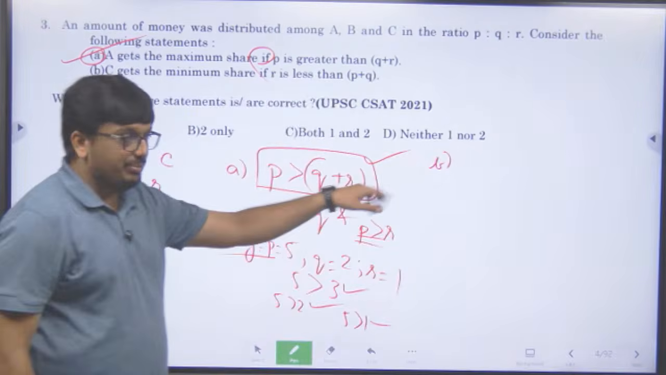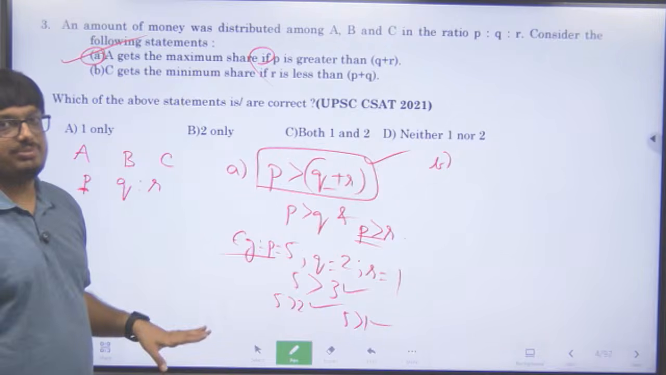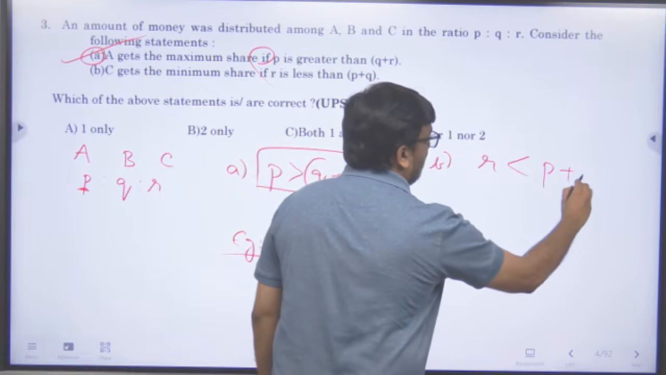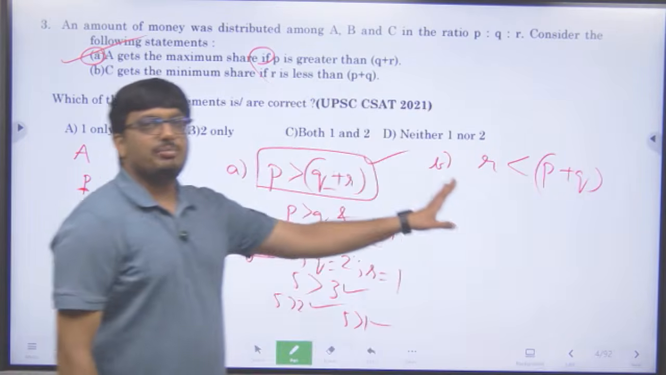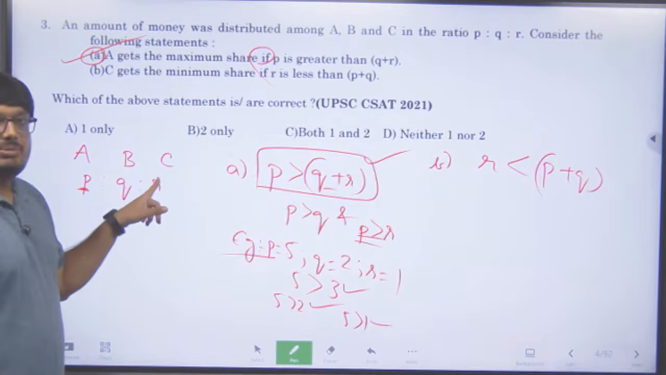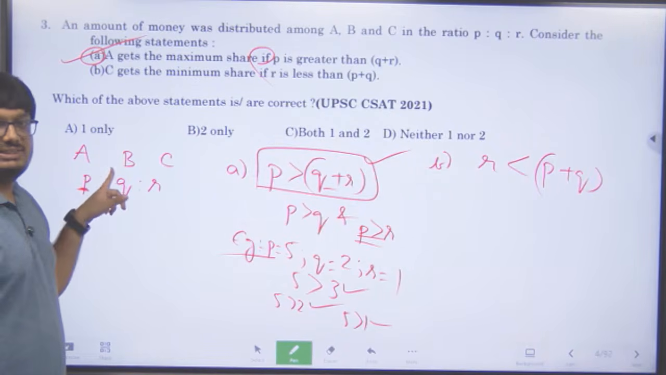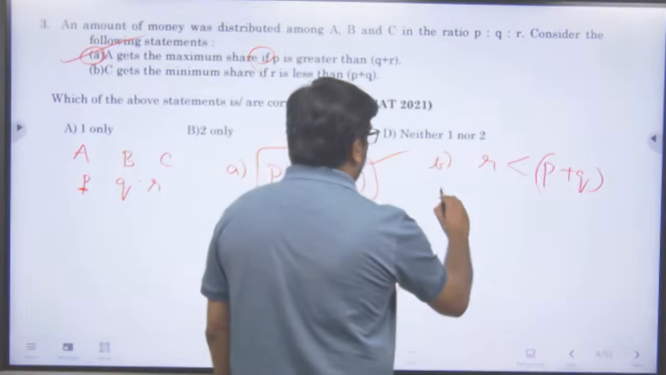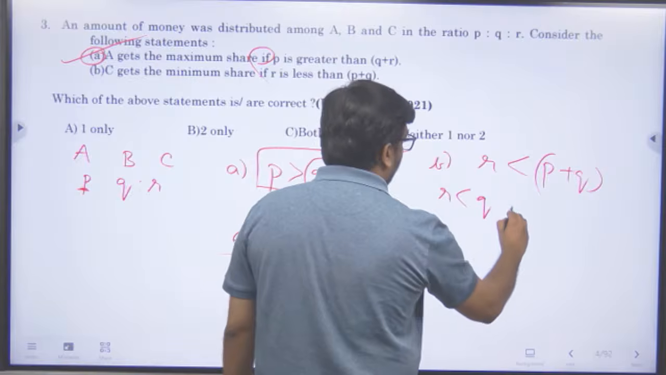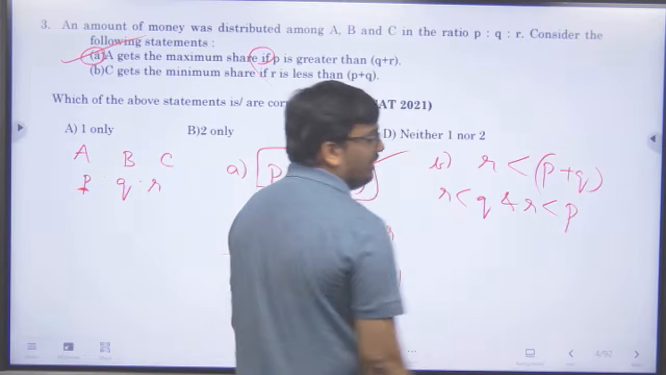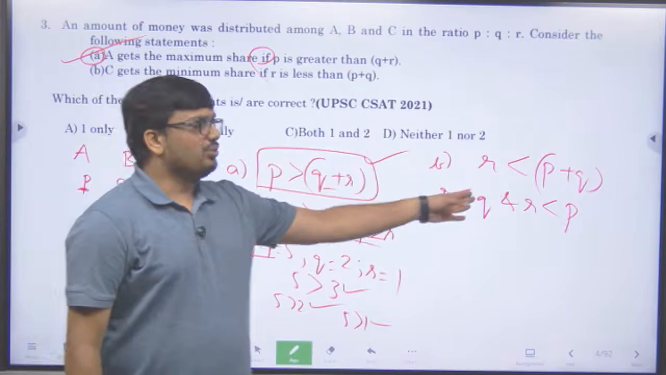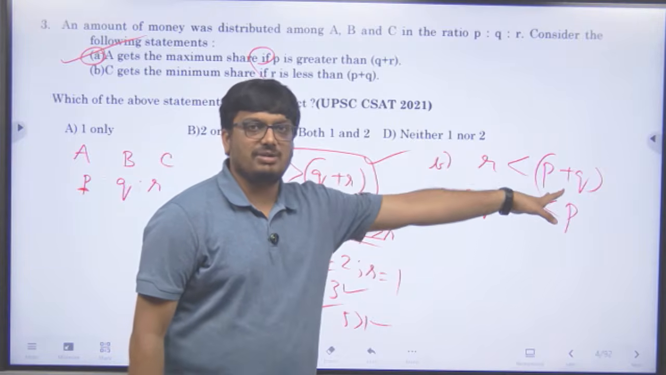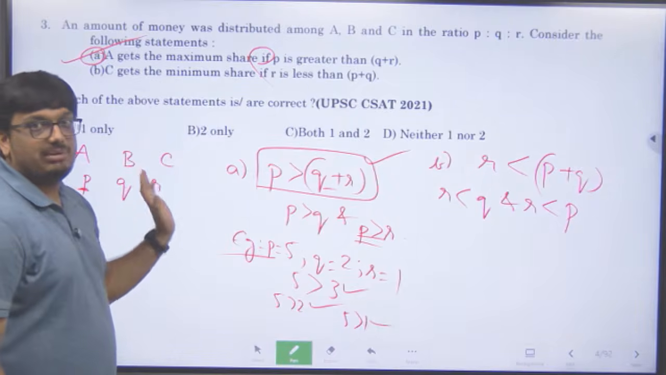Come for statement B. That is, C gets minimum share if R is less than P plus Q. R is less than P plus Q. Literal meaning is what? Logically, C will get minimum share means this amount should be less than this also, and this amount should be less than this also. That is, R should be less than Q as well as R should be less than P. Otherwise, Q greater than R, P greater than R. Finally, what is the literal meaning? R is less than Q, R is less than P. So that then only C will get minimum share.